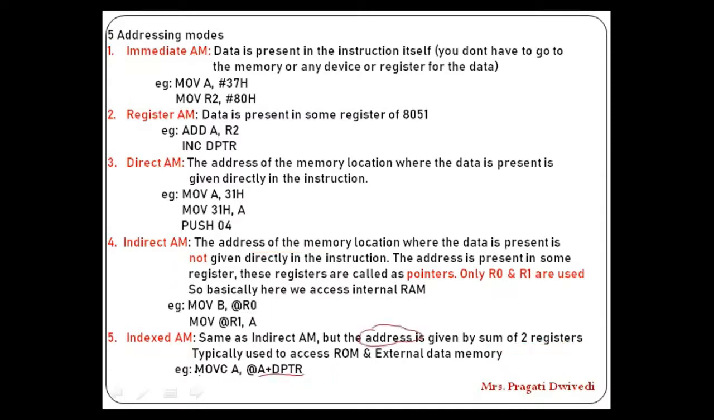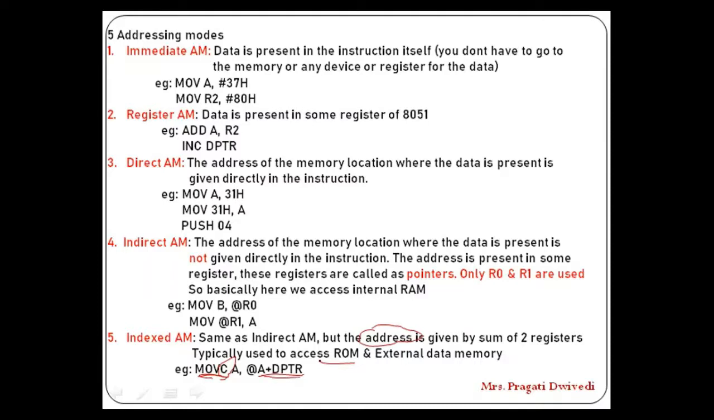Now, what difference you should notice here is MOVC. It's not MOV. Move is fine. What is the C? C stands for code memory. And where do you store your code? We store our code in ROM. So when I say MOVC, you have to understand that I'm trying to access my ROM, whether it is internal or external. I'm trying to access my ROM using the address that I get after doing A plus DPTR.